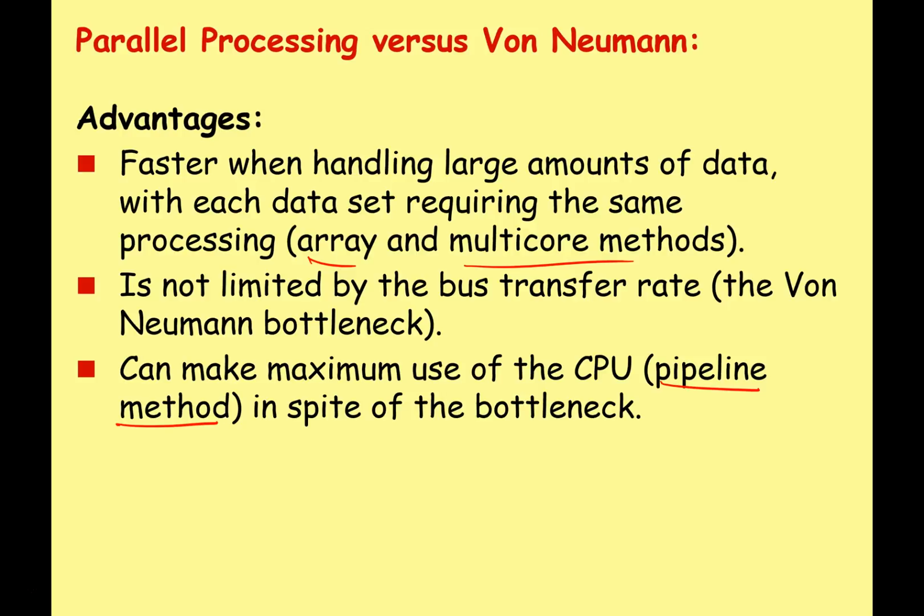So if you remember, with pipelining, we are executing different stages of the fetch, decode, execute cycle at the same time. So even though that might be a single instruction, single data system, using pipelining we can still do one fetch, one decode, and one execute at the same time. We can't do two fetches or two decodes, but we're still making maximum use of the CPU despite the von Neumann bottleneck.